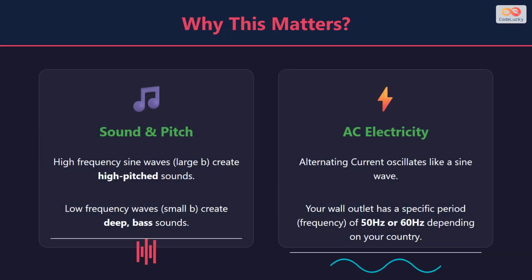Why does this matter? This concept appears everywhere in physics. In sound, high-frequency waves create high pitch, while low-frequency waves create deep bass. In electricity, the alternating current in your house follows a sine wave pattern with a very specific frequency to power your devices safely.